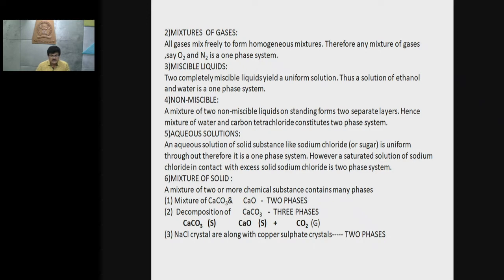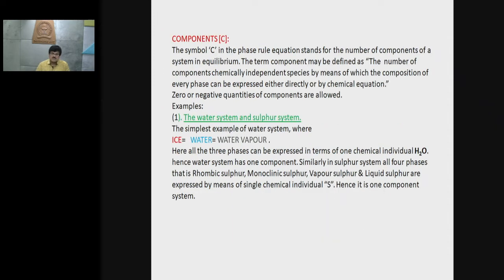Or suppose that a mixture of solids is there. A mixture of two or more chemical substances contains many phases. For example, a mixture of calcium carbonate and calcium oxide has two phases, both solid. Decomposition of calcium carbonate has three phases, two solid and one gaseous. NaCl crystal along with copper sulfate crystal has two phases, both solids. So in this way, we can define or distinguish the phases of a system.